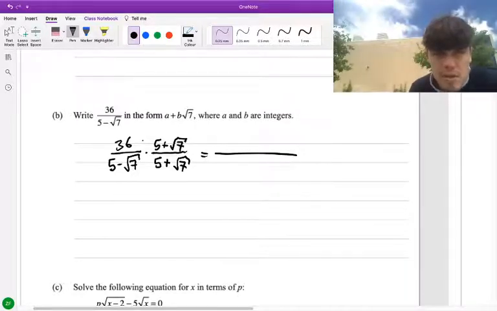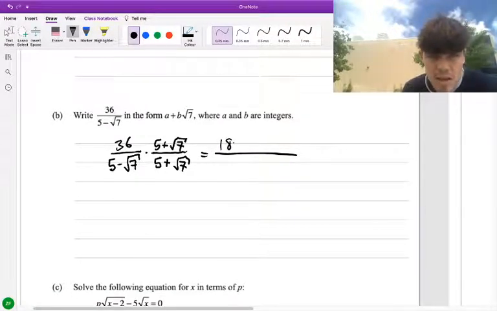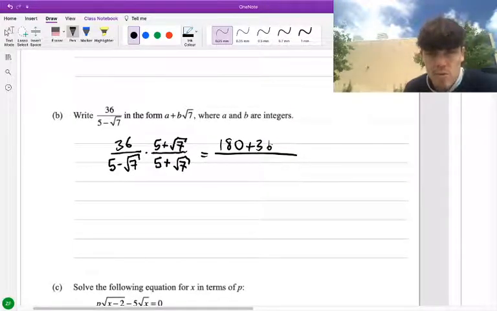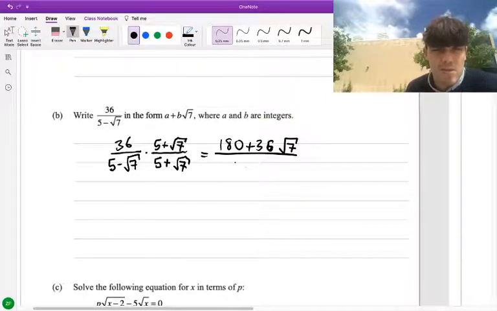Okay, let's do the top. 36 times 5, so that's 150 plus 30, 180. And then 36 times the square root of 7. We're just going to leave that as the square root of 7 because 7's a prime number, so there's nothing that we can do in terms of surds to make it any prettier. So it's just going to be 36 times the square root of 7. We'll leave that as a surd.